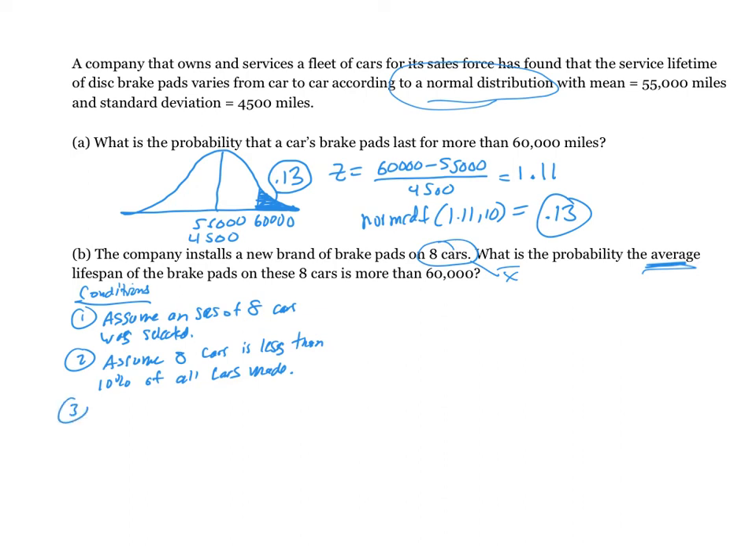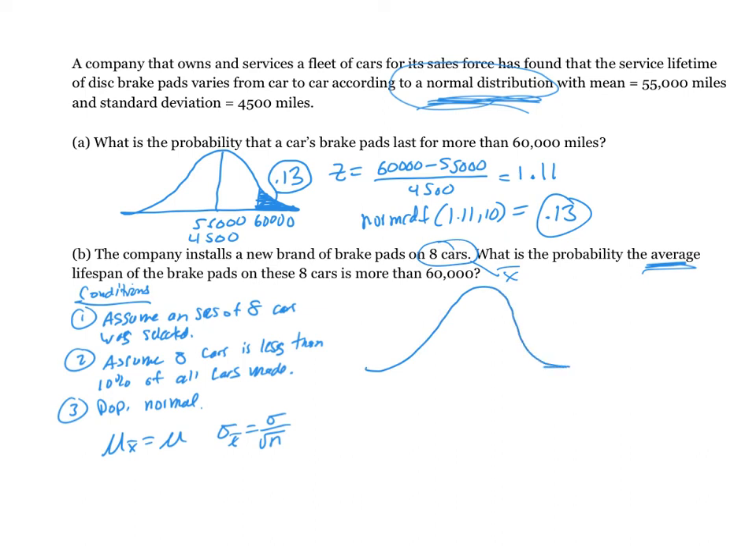And then the third thing would either be a sample size of 30 or more, which we don't have, but they did tell us that the population was normal to begin with. So we can say population normal. Okay? So that means that the mean of my sampling distribution will equal the population mean, and that the standard deviation of my sampling distribution will equal the population standard deviation over the square root of n.